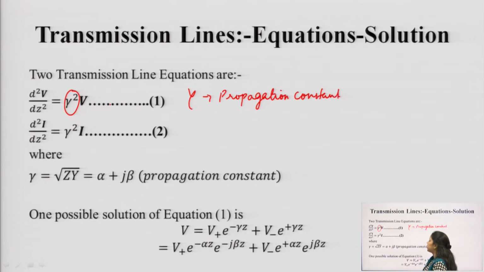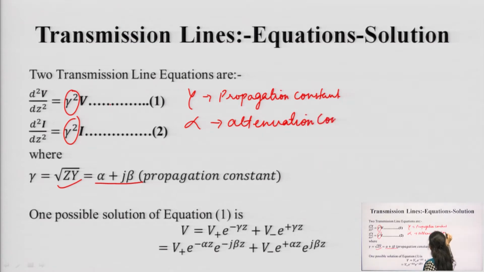The second transmission line equation is in terms of current: d square I upon dz square is equal to gamma square I, and again this gamma is the propagation constant. Gamma is basically given by the square root of z into y, and it is equal to alpha plus j beta, where alpha is our attenuation constant and beta is our phase constant.